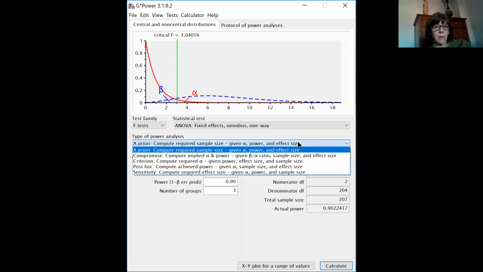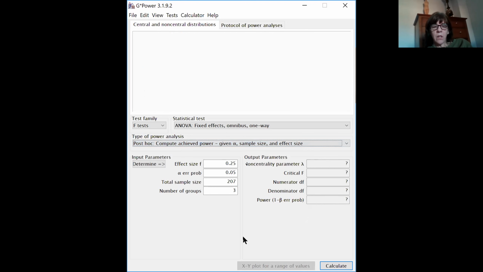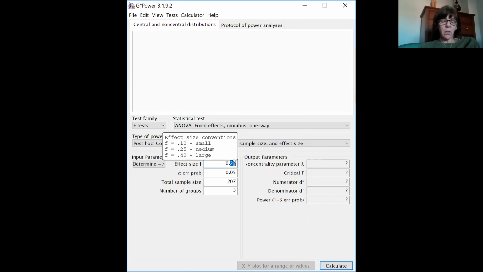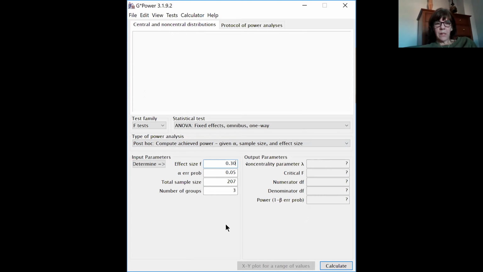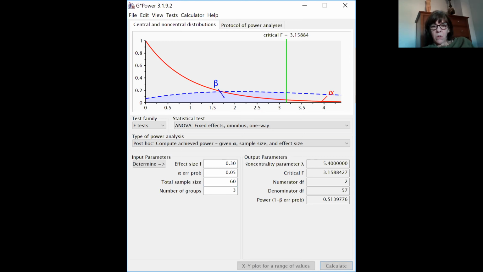We're going to look at the comparison of that with post hoc. So say that we knew that we in fact had achieved an effect size that was a little bit larger than medium, but we had only managed to recruit 60 people in each group. We hadn't met what our target was. We'd had fewer people. This will tell you what your actual obtained power is.